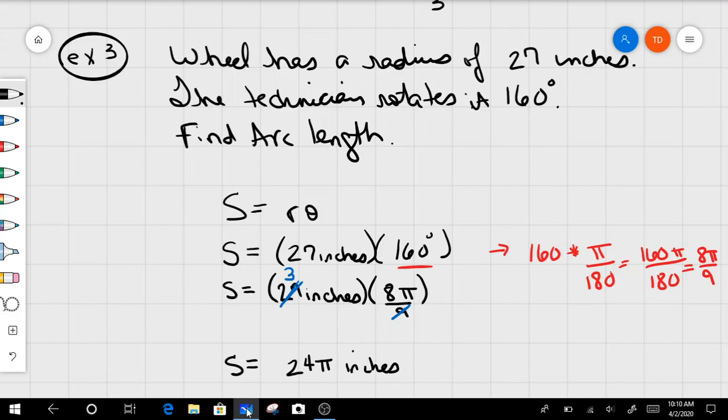And again, we don't normally talk about 24 pi inches. The technician's not going to say, yeah, I rotated your tire 24 pi. No. So put that in your calculator, and what you get is 75.4 inches. That's how far around the circle that nail traveled if the tire were rotated 160 degrees. And there you go.